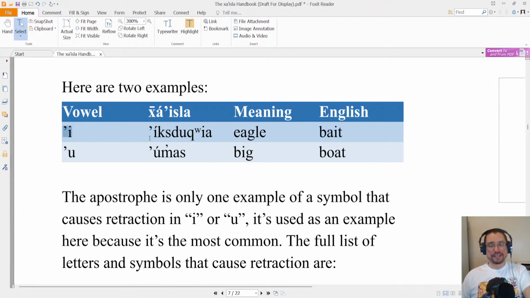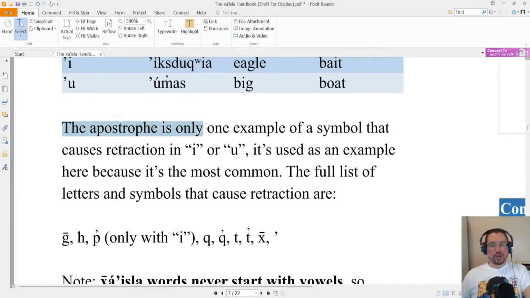The closest equivalent in English for this sound is bait. Apostrophe A, or apostrophe E, sounds like A. Xa'isla, bait. Then we have apostrophe U, and the example here is oatmus. This means big, and this word has the closest equivalent in English, which is boat. So this actually is an O sound. So oatmus, boat.